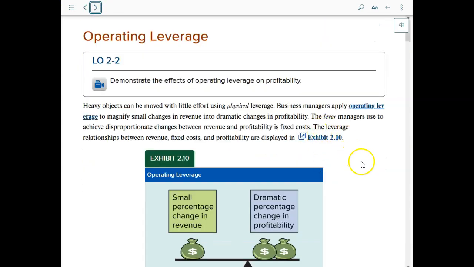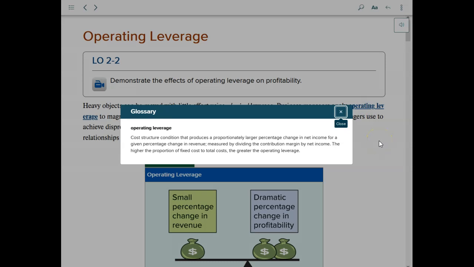Now, operating leverage. This concept is sometimes a little difficult to understand, and it's sort of difficult to explain also. So let's go through this sort of slow. I'll try to explain it the best I can. Now let's just see what the definition is first of all. Operating leverage: cost structure condition that produces a proportionally larger percentage change in net income for a given percentage change in revenue. It's measured by dividing contribution margin, we'll talk about that in a minute, by net income. The higher the proportion of fixed cost to total cost, the greater the operating leverage. Let's keep that in mind.